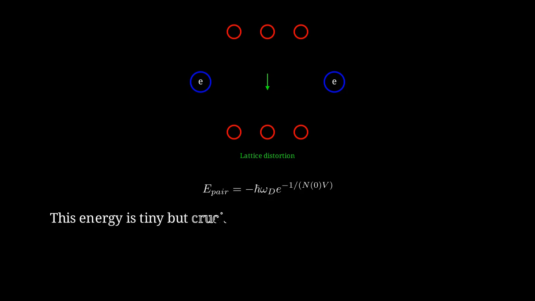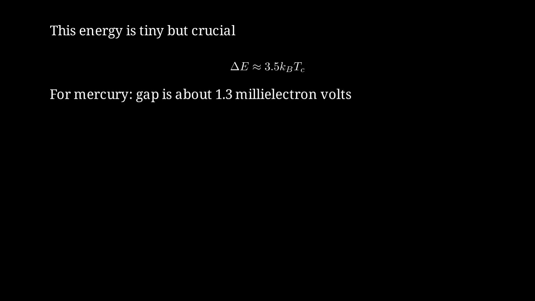This binding energy is incredibly small, typically only a few millielectron volts, but it's enough to create a collective quantum state. There's a beautiful empirical relation. The superconducting energy gap is approximately 3.5 times kB Tc, where Tc is the critical temperature. For mercury with a critical temperature of 4.2 Kelvin, this gives an energy gap of about 1.3 millielectron volts. This is the minimum energy required to break a Cooper pair.